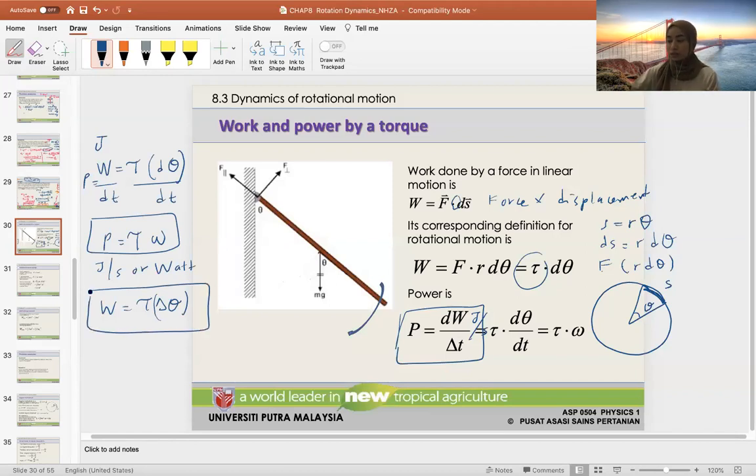So those are two equations. Apart from that, torque is r F perpendicular. Okay, torque is a vector. Okay, what else?